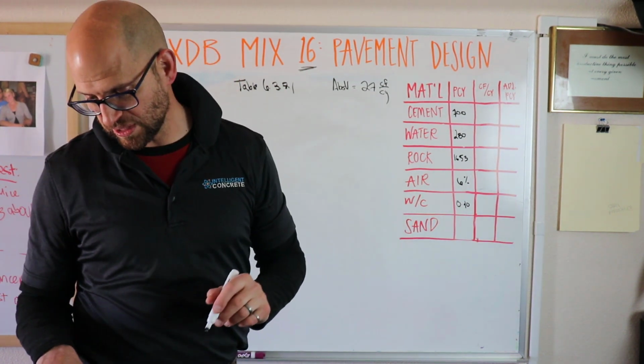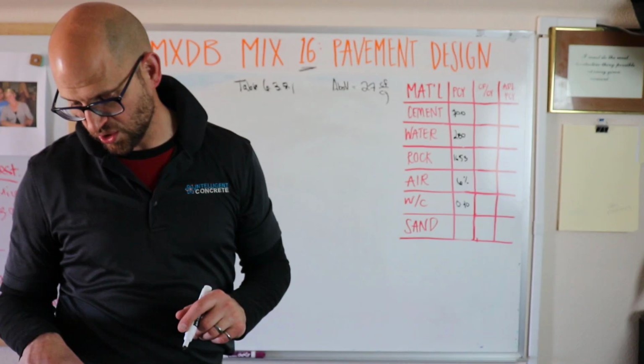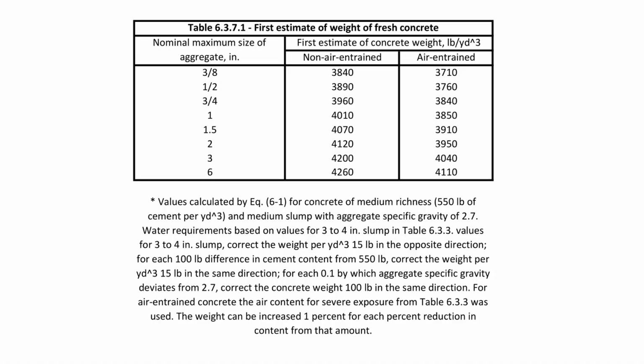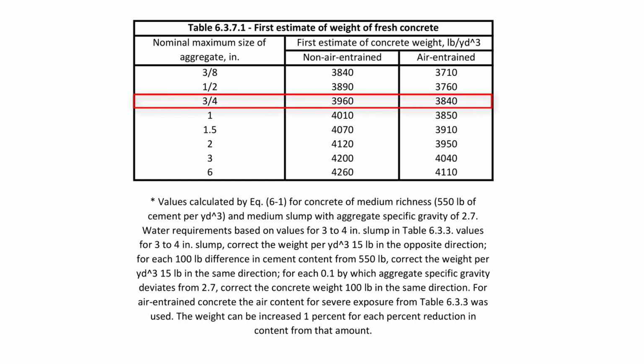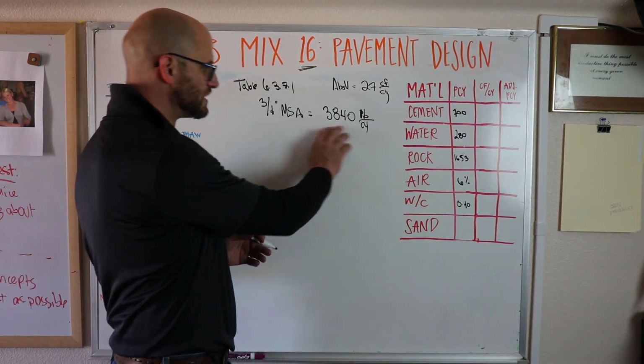6.3.7.1, there's something that's called the first estimate of weight of fresh concrete, and it's all based on aggregate size. So for a 3/4 inch maximum sized aggregate, they say your first estimate of fresh weight is 3,840 pounds per cubic yard. And I wanted to write that different because I just wanted you to see it out.